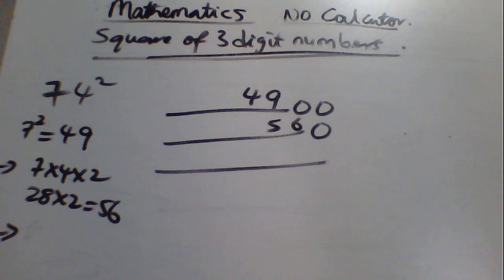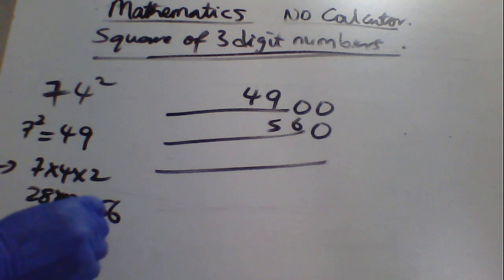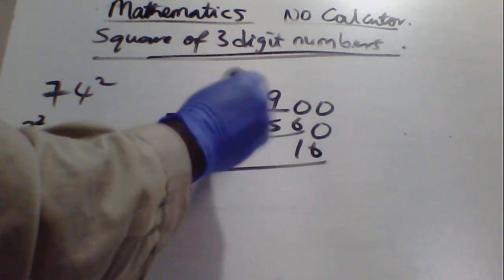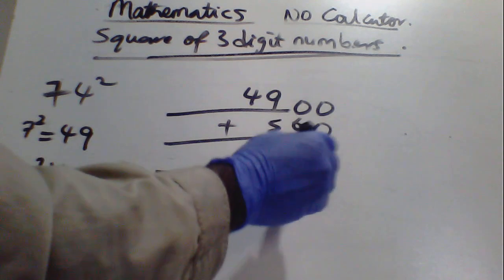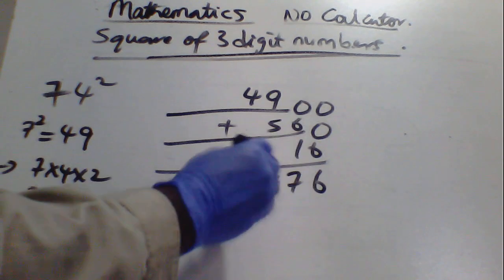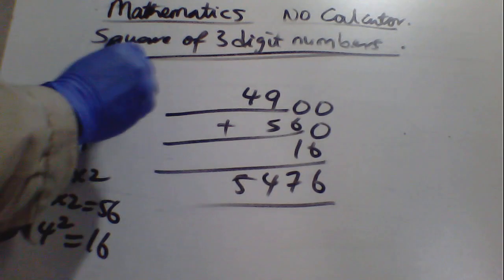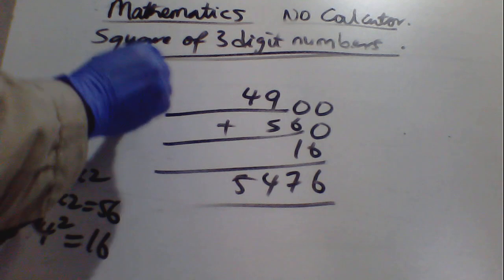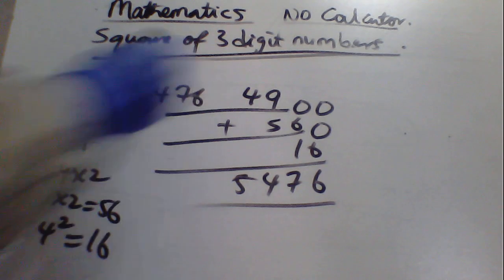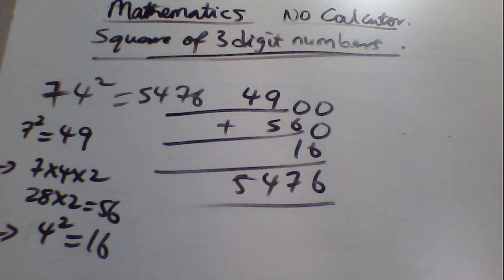Find the square of the last one, and that gives us 16. Write 16 here, you sum up. So 74 squared is the same as 5476. Have any question? Do you have any question?